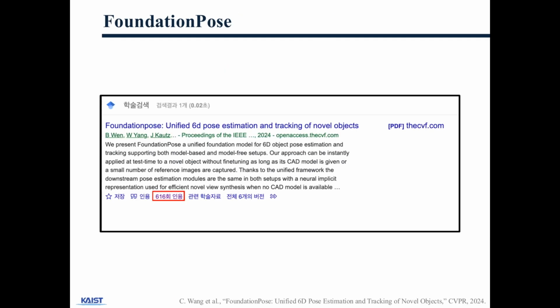Now, let's introduce a more advanced method called FoundationPose. This is a recent approach proposed in CVPR 2024. FoundationPose aims to unify 6D pose estimation and tracking, especially for novel objects. What makes this method interesting is that it can work even on objects that the model has never seen before. This is a major step forward compared to traditional methods that require training on specific objects. In the following slides, we will explore how this method works in more detail.